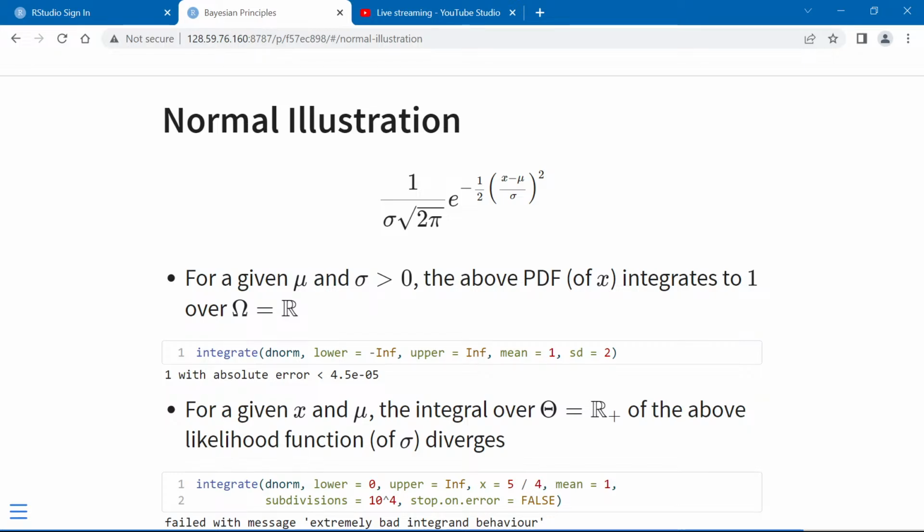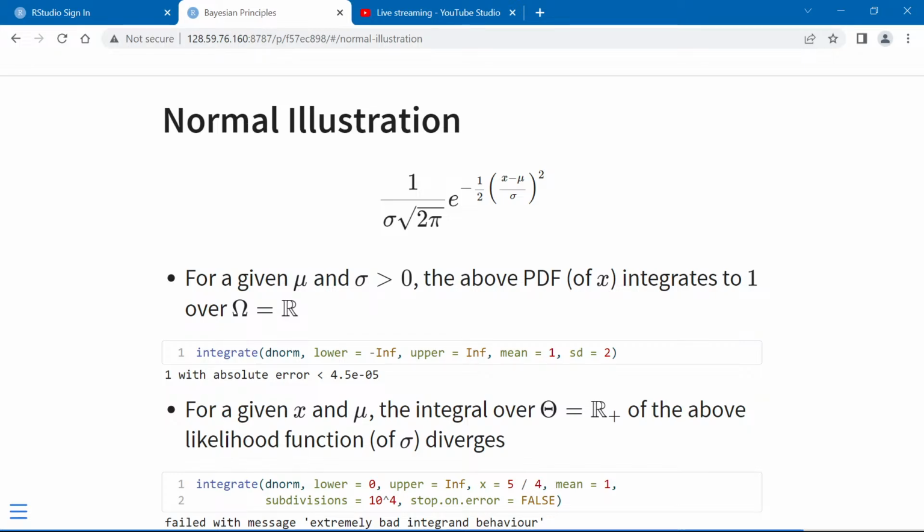But for a given x and mu, the integral of this expression here over the positive real numbers is a likelihood function of sigma. But this integral with respect to sigma diverges. If you try this in R, even if you increase the accuracy, you get extremely bad integrand behavior, which is R lingo for this doesn't converge. And it doesn't. That's true.